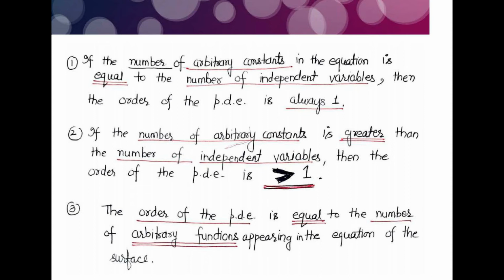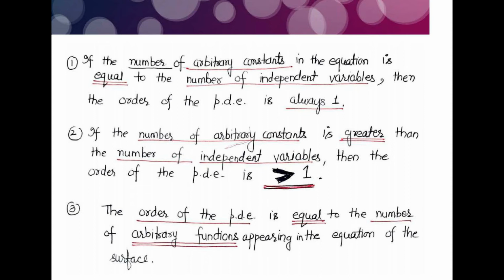If the number of arbitrary constants is greater than the number of independent variables, then the order of the partial differential equation is greater than 1. What exactly will be the order? We can't comment about this, but yes, order is going to be greater than 1. So this is the second point.